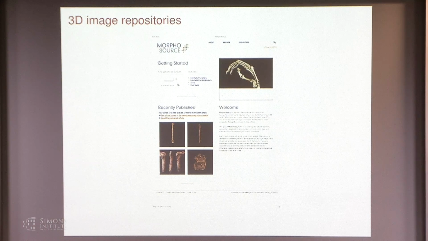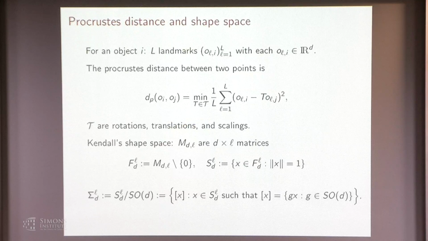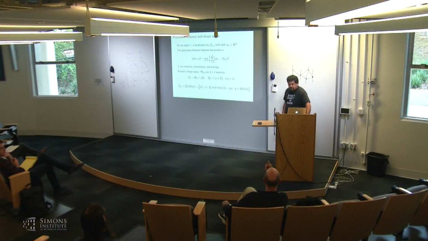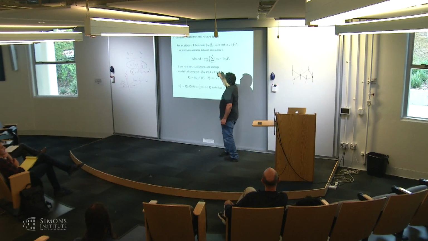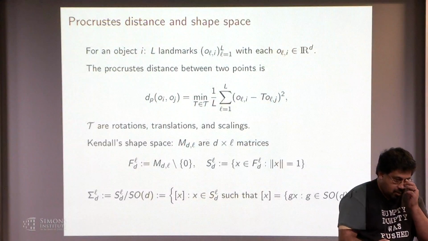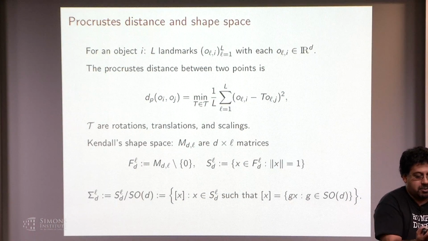Can you go back to the definition? So in the equation, you allow a single rotation, translation, and scaling? Yep. It's quite limiting, right? Well, take it up with Kendall. Well, what he was saying is that for any two objects, his idea was two shapes.